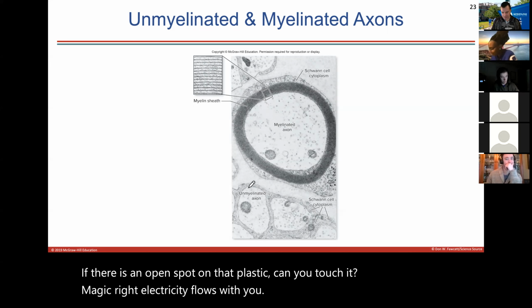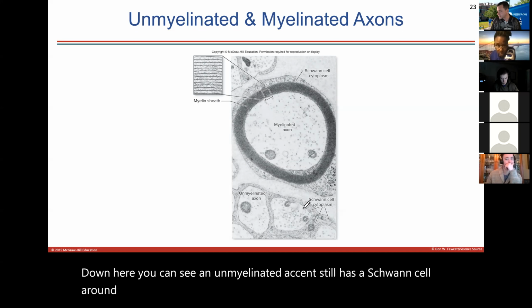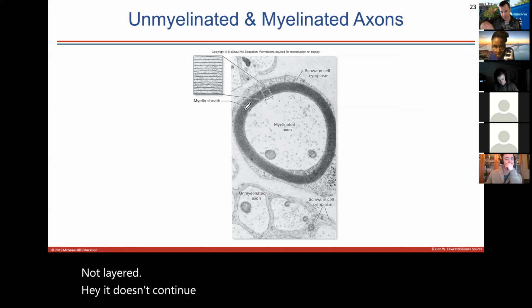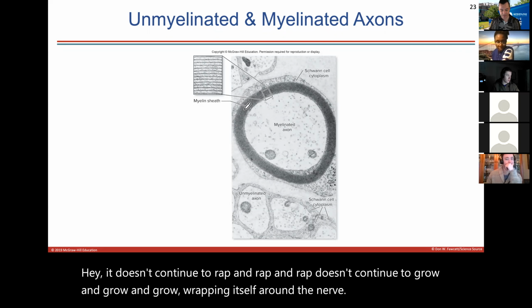Down here, you can see an unmyelinated axon. Still has a Schwann cell around it. It's just not layered. Okay, it doesn't continue to wrap and wrap and wrap. It doesn't continue to grow and grow and grow, wrapping itself around the nerve, wrapping it around the axon.